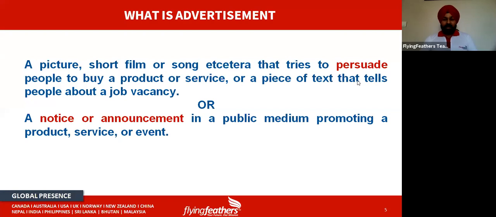It can be in the form of a picture, like I told you, in the newspaper. It can be in the form of a short film.